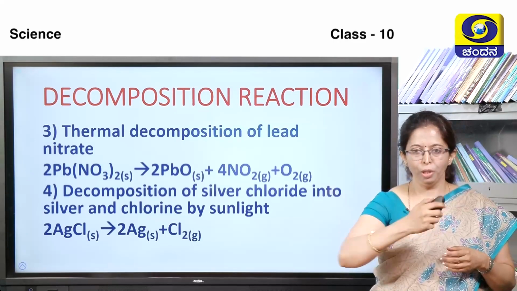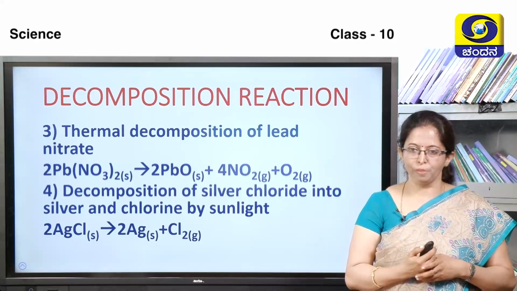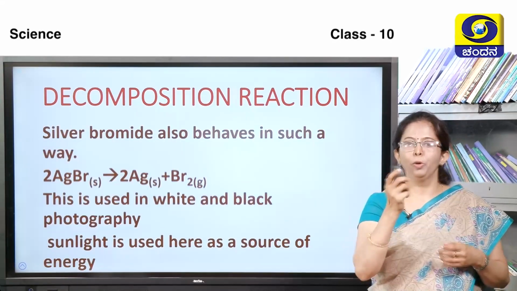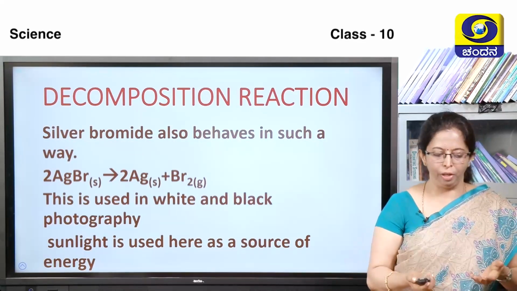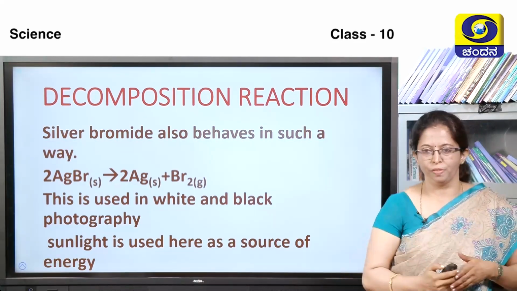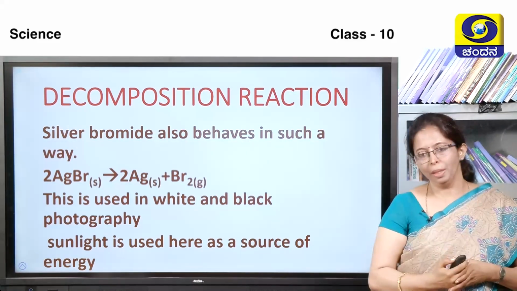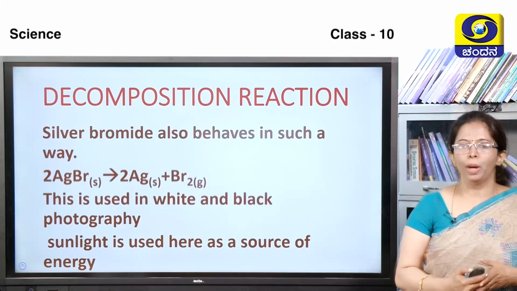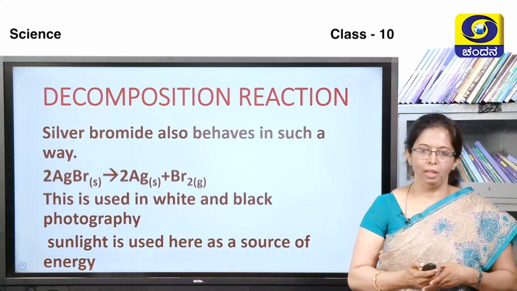So, the formula of silver chloride is AgCl. When AgCl is placed in the presence of sunlight, it decomposes into silver and chlorine. Silver bromide also behaves in a similar way as silver chloride. So, when silver chloride and silver bromide are placed outside in the presence of sunlight, the heat present in the sunlight decomposes them into silver and bromine. Basically, this is used in black and white photography. Here sunlight is used as a source of energy.